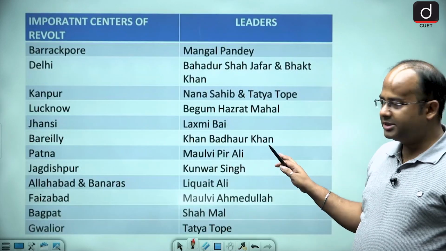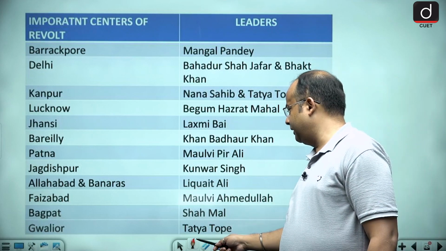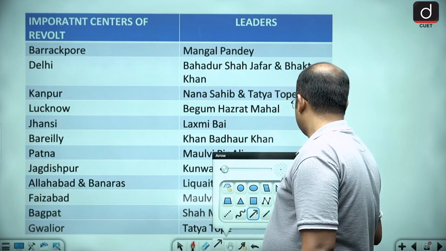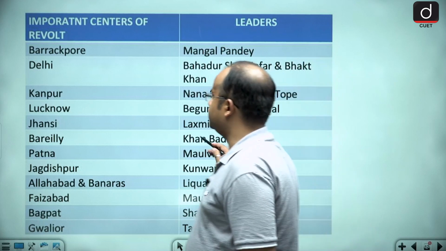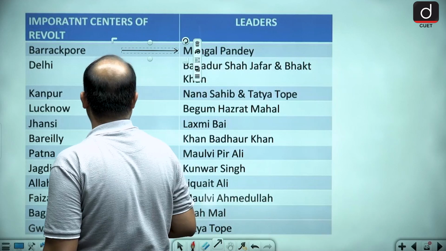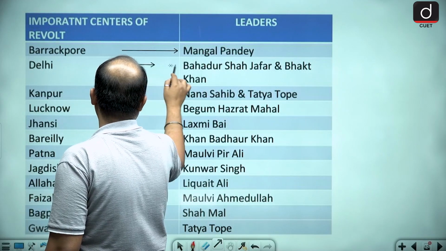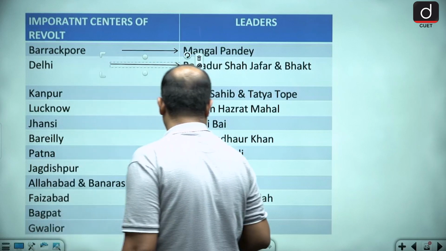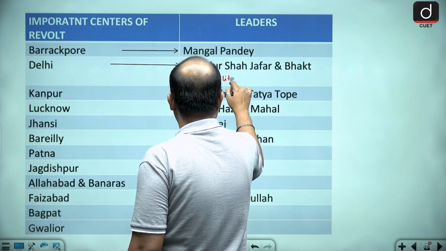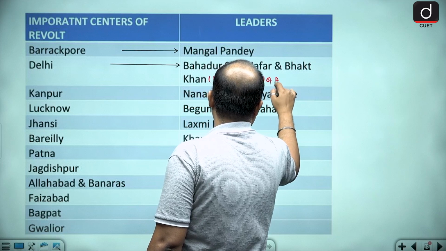Now guys, let's discuss some of the important centers of the revolt and the political leaders who led this revolt. So, important political leaders. First is Barakpur. Barakpur guys, it is in West Bengal and it was led by Mangal Pandey. Next in Delhi guys, it was Bahadur Shah Zafar and Bakht Khan. Bakht Khan guys, he was the military general of Bahadur Shah.